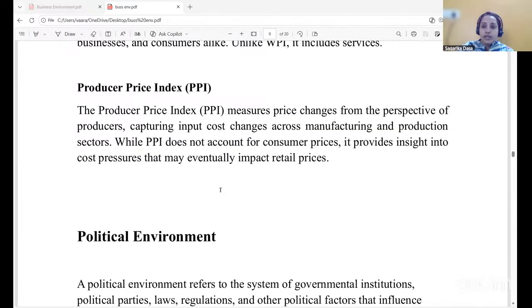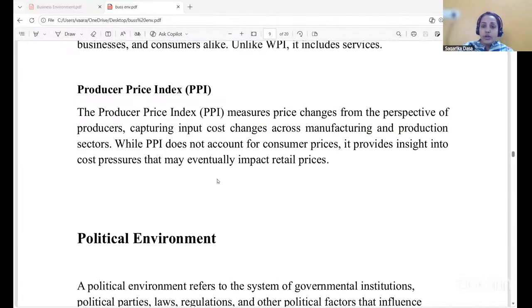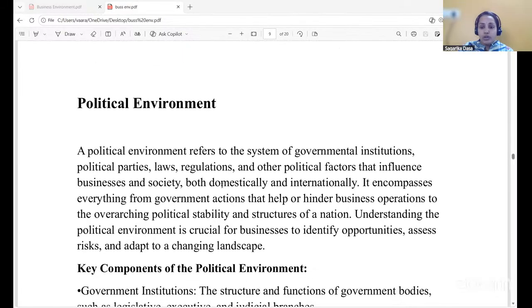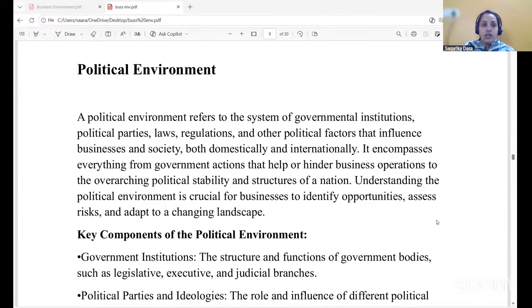With this, unit 4, that is economic environment, is covered, and in unit 5 we have political and legal environment. Let us study individually what is political and what is legal environment. Now, political environment refers to a system of governmental institutions, political parties, laws, regulations, and other political factors that influence business and society both domestically and internationally.